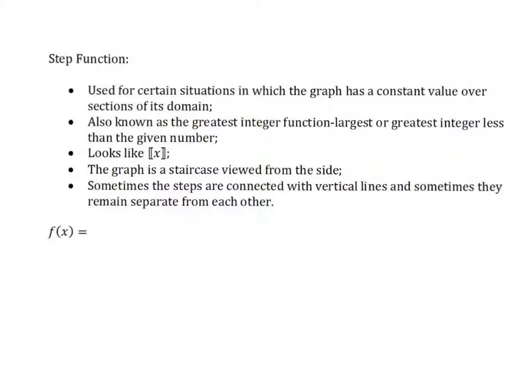A step function is used for certain situations in which the graph has a constant value over sections of its domain. It's known as the greatest integer function, the largest or greatest integer less than the given number. This is what it looks like right here. So f of x is equal to, two brackets, x, and then two brackets to the right. It looks like a staircase, and sometimes the steps are connected with vertical lines and sometimes they remain separate from each other. We're going to take a look at one that remains separate from each other.